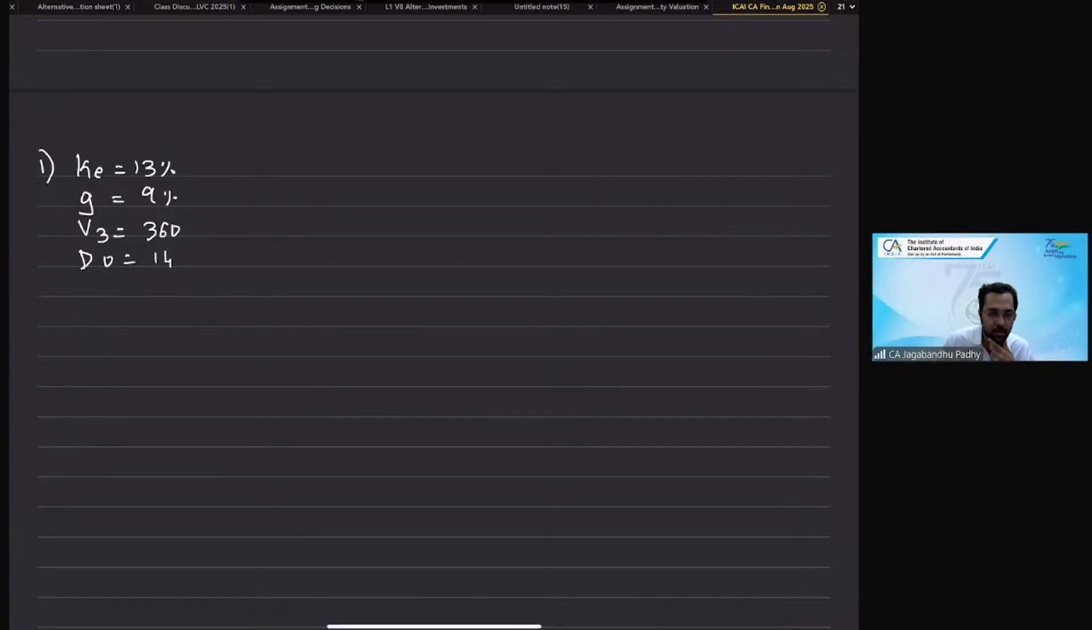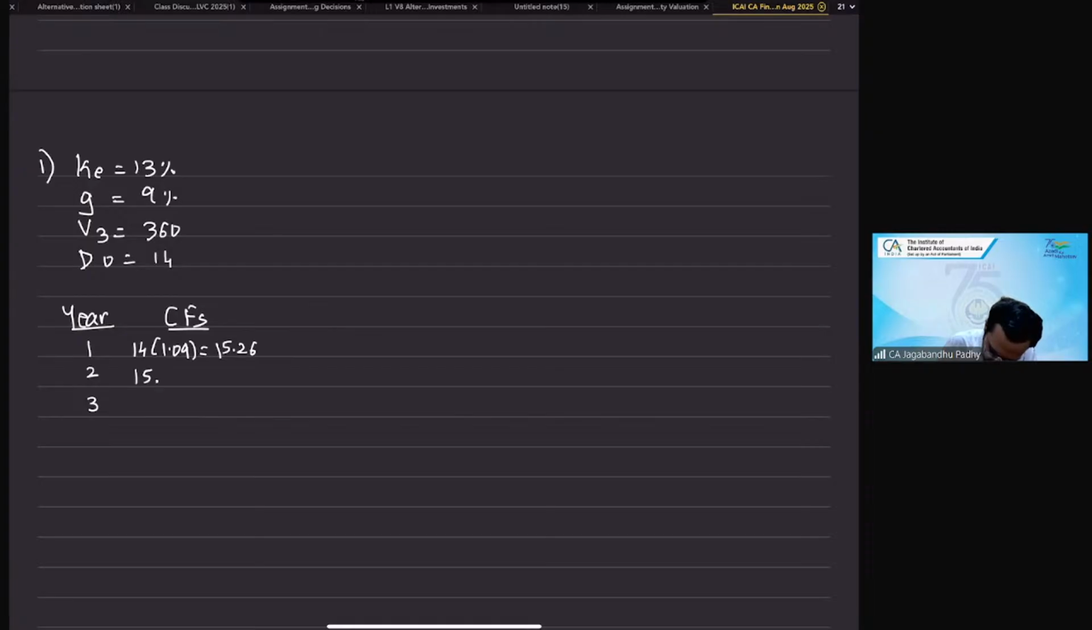Now, of course, to get the value of this share, we need to do some further calculations. So essentially what we do is we write down the year, the cash flows, PV factor, and the PV. So year 1, 2, 3. Cash flows are going to be like, first year, what is the cash flow going to be, guys? Dividend was 14. So 14 into 1.09, 15.26.